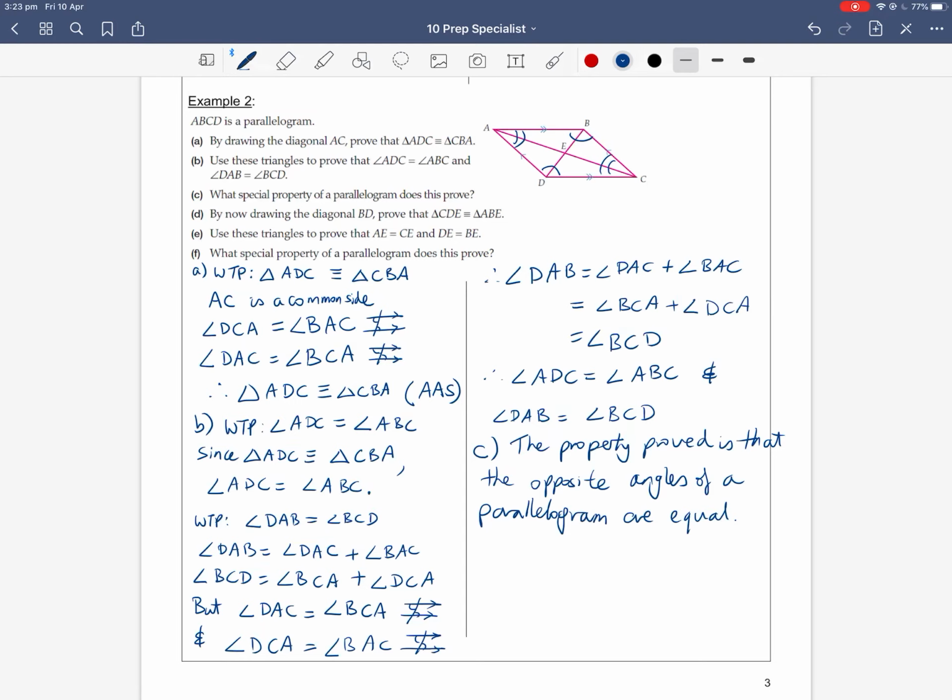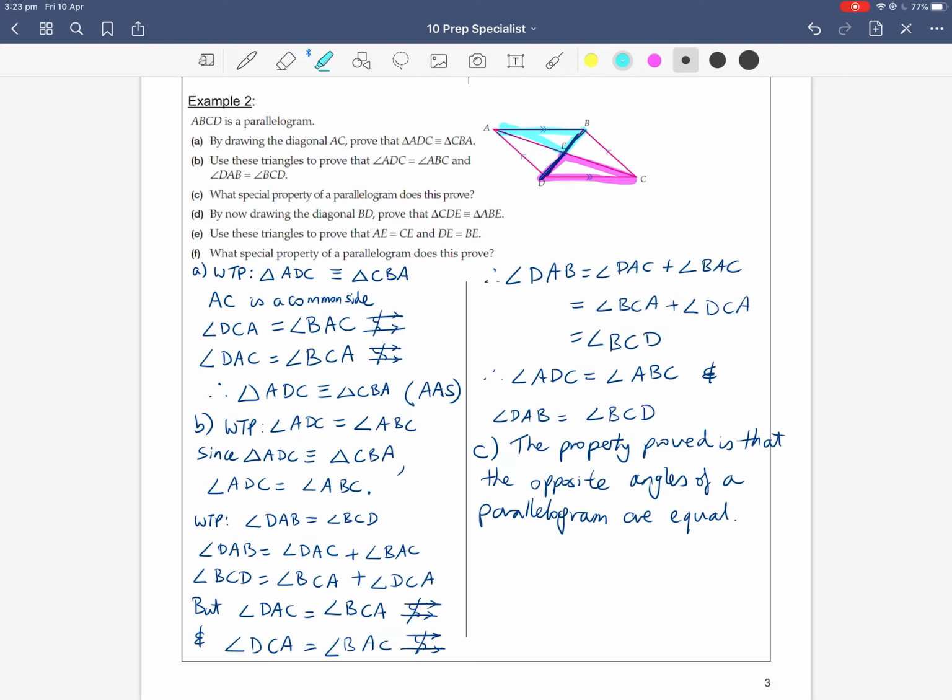Okay, so part D we're up to. By now drawing the diagonal B to D, so we've got this new diagonal in, we want to show that triangle CDE, let me highlight it, the pink triangle CDE, is congruent to ABE. So you want to prove that the blue and the pink triangle are congruent to each other.